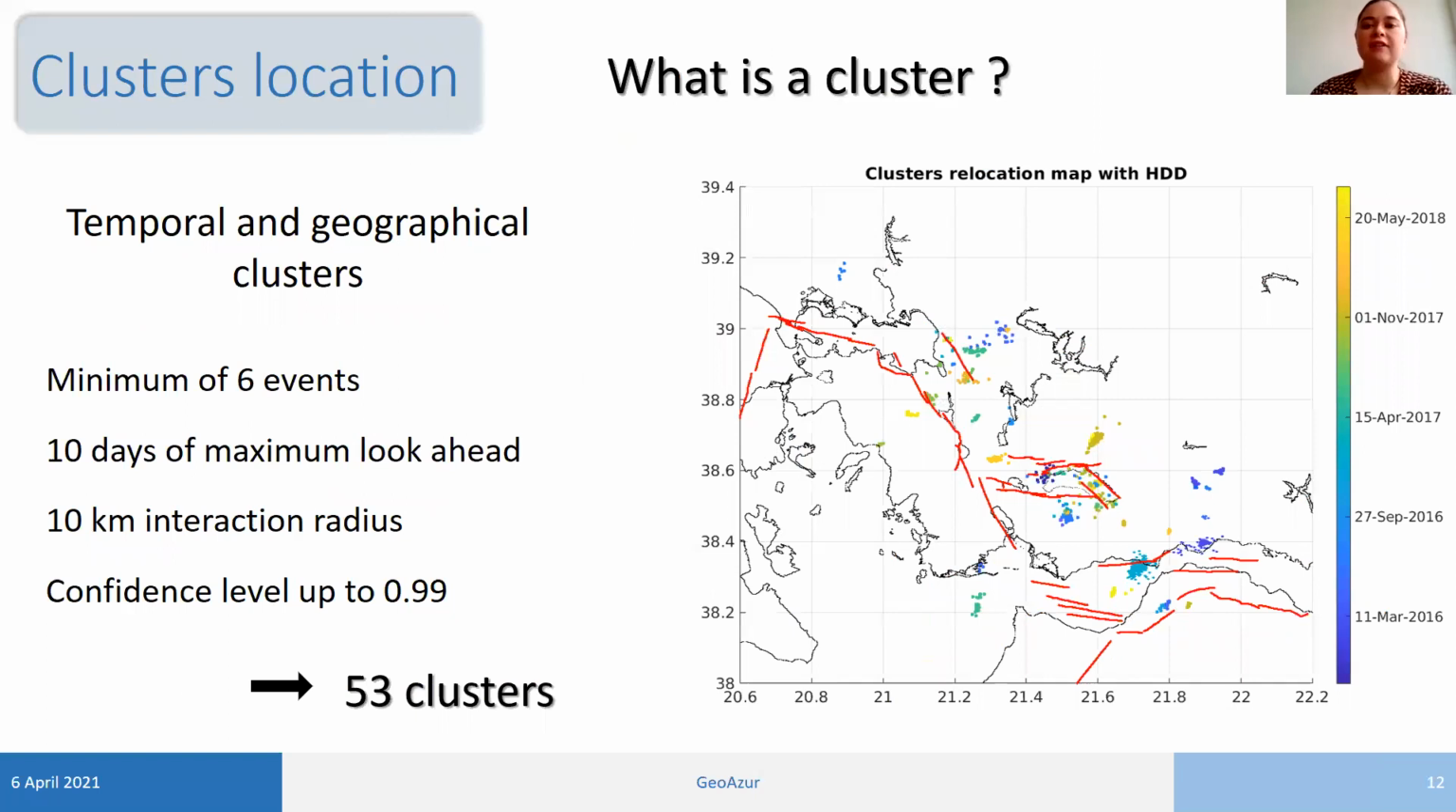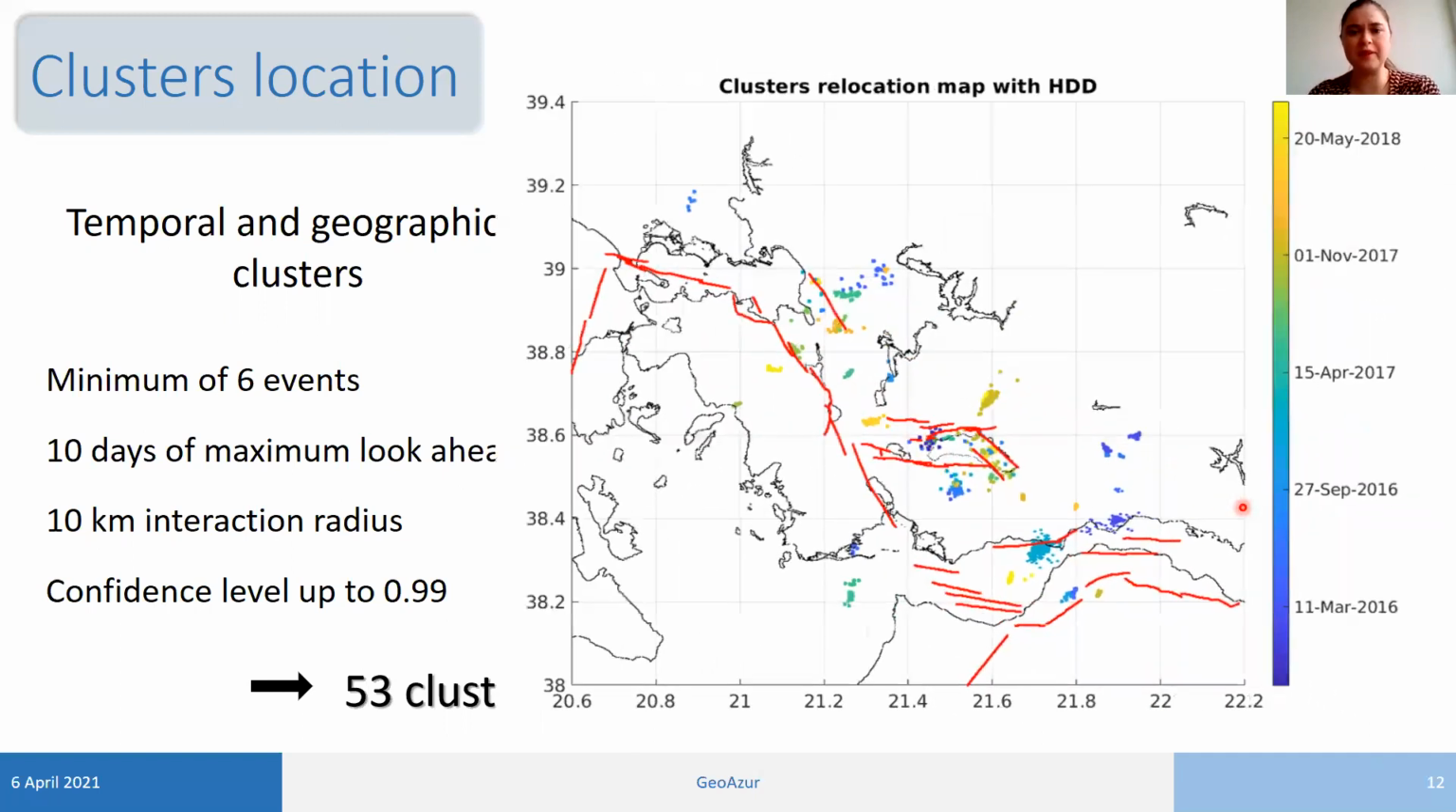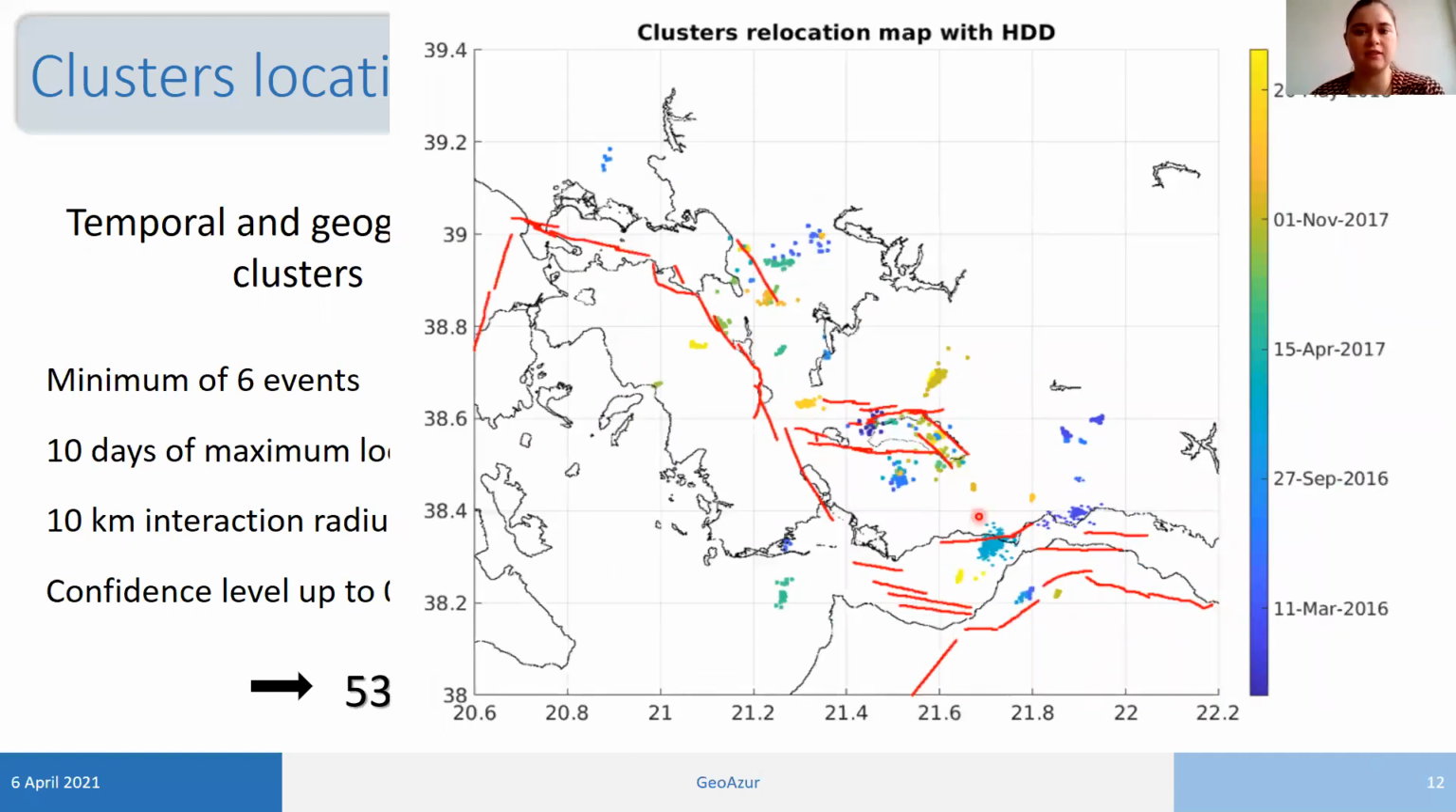First, clusters. I know that there is no fixed definition of what a cluster is. Here, clusters are geographically but also temporally constrained. The characteristics are a minimum of 6 events, a maximum of 10 days between 2 events, a 10-kilometer interaction radius, and a confidence level on those criteria of up to 0.99. In total, 53 clusters have been highlighted over the whole area: Mesologi zone, Patras Gulf, north of Corinth Gulf, Trichonis Lake, Katouna Faults, around Amfilochia, and on the north part of the Gulf of Amvrakikos.